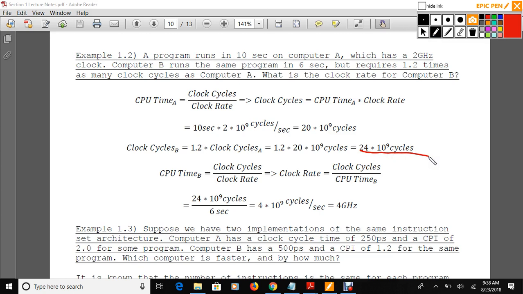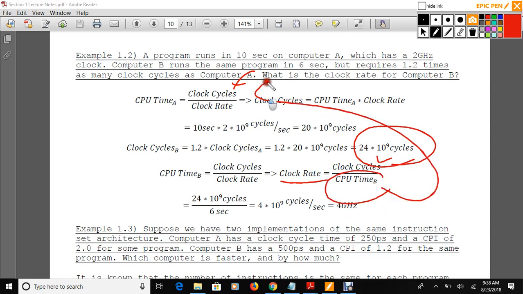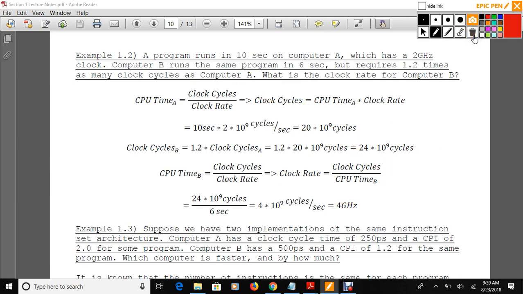And then, if I know the number of cycles, I go back to the same equation. I know the cycles. And what am I trying to find here? What are we actually trying to find in the problem? What's the ultimate goal? Clock rate of computer B. Exactly right. Very good. So then I would just solve it for clock rate of B. I know the clock cycles now because of how we set the problem up. And I know the CPU time because it's given in the problem. So that just becomes 24 times 10 to the 9 cycles divided by 6 seconds. Right? So that becomes 4 times 10 to the 9 cycles per second, which is just 4 gigahertz.